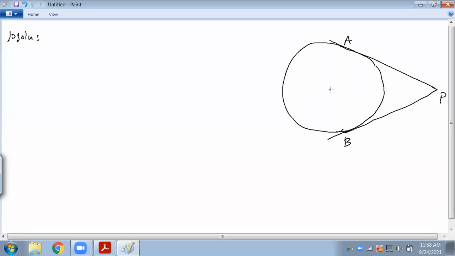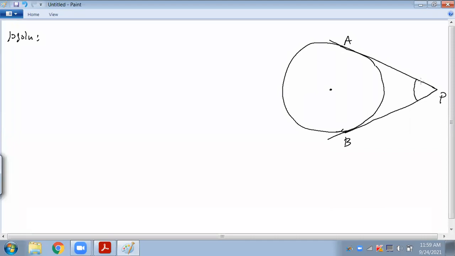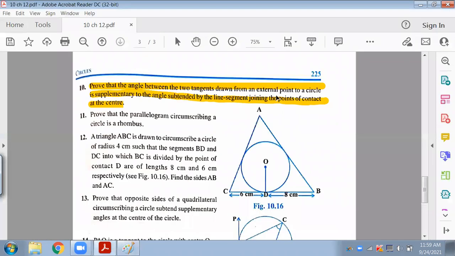Say PA and PB are two tangents from the same external point. In this question, what you have to show? The angle between the two tangents, this angle, is supplementary to the angle subtended by the line segment joining the point of contact to the center.